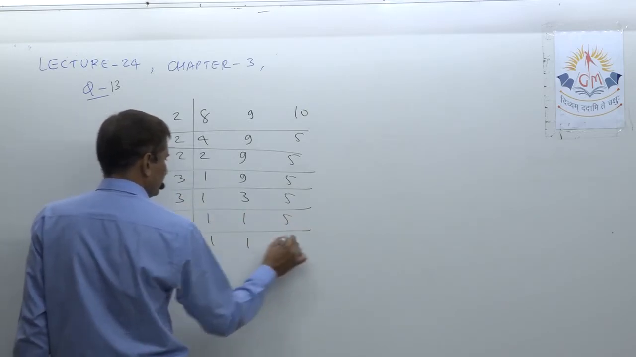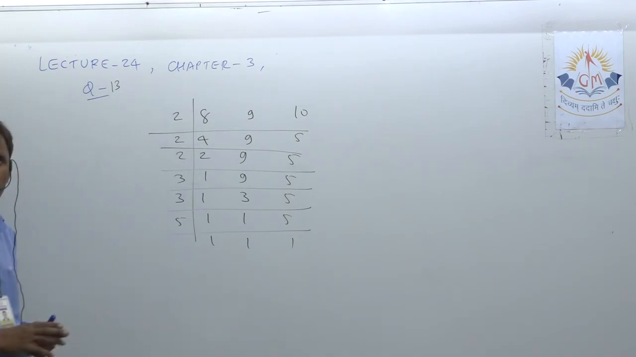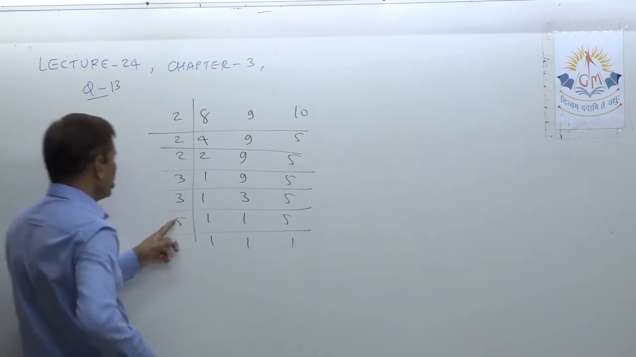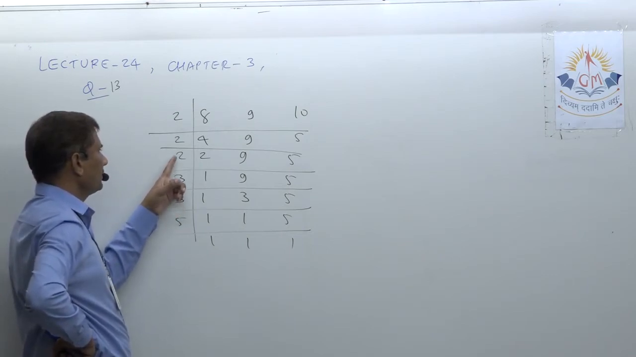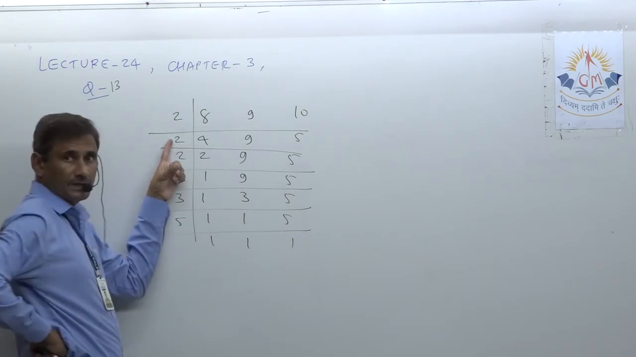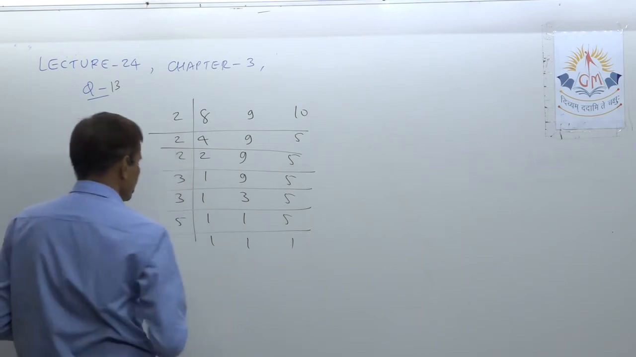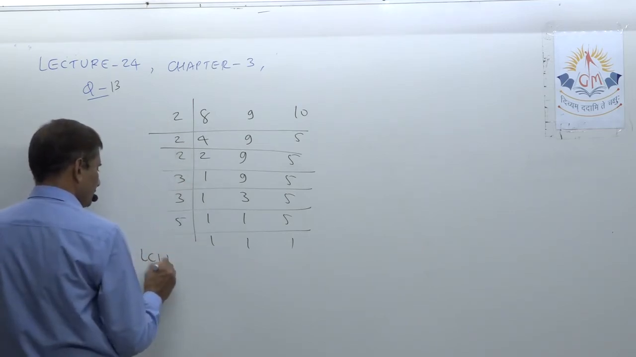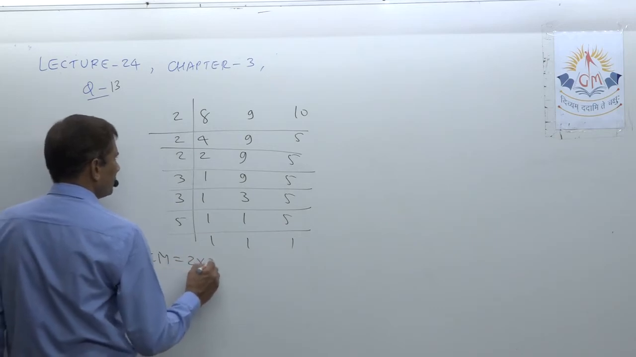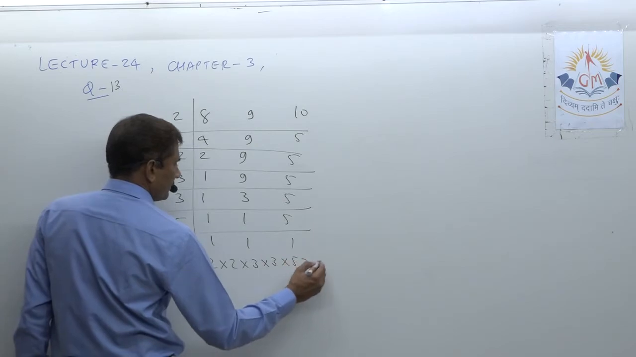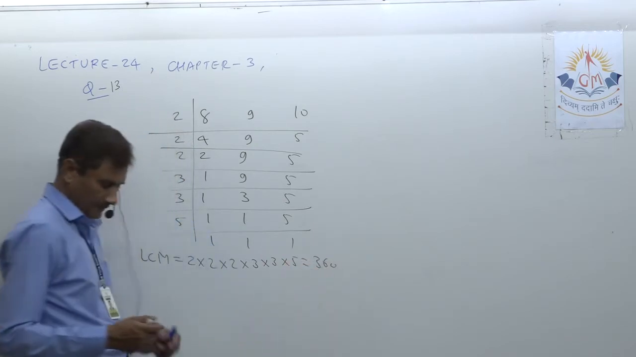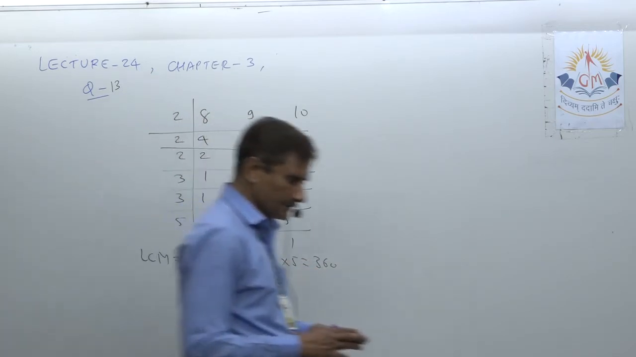5, 1, 1, 1. Now look how much it is. 5 3s are 15, 15 3s are 45, 45 2s are 90, 90 2s are 180, and 180 2s are 360. So LCM equals 2 into 2 into 2 into 3 into 3 into 5, equal to 360. First of all, understand that one.